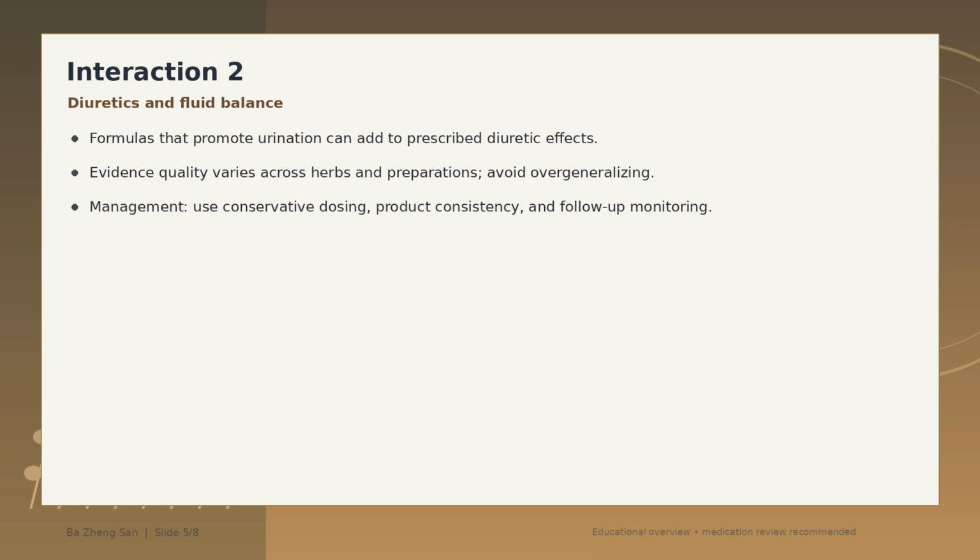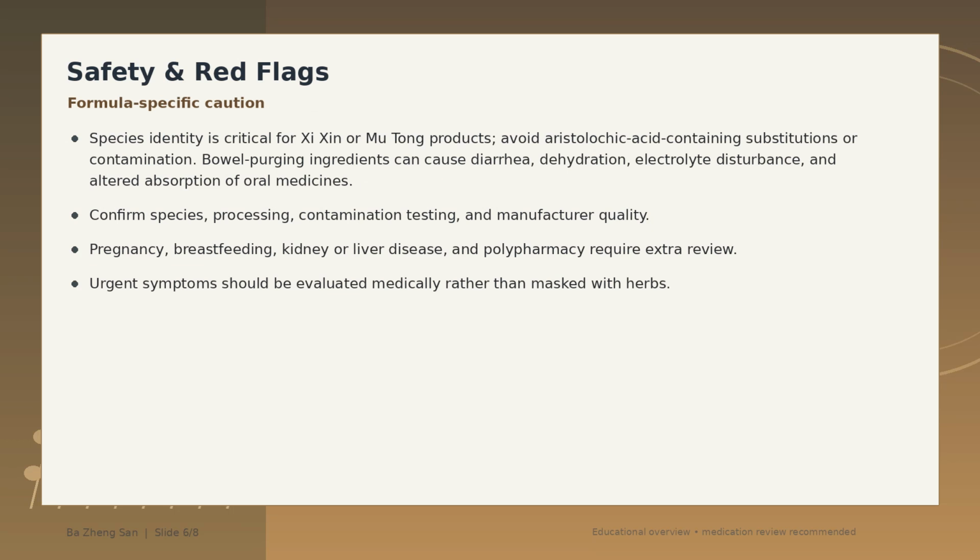The quality of evidence for herb-drug interactions ranges from pharmacology and case reports to controlled human data, and that evidence is uneven. Therefore, distinguish a proven contraindication from a plausible additive effect, and use monitoring where the uncertainty is clinically meaningful. Safety summary. Species identity is critical for Fang Ji or Mu Tong products.